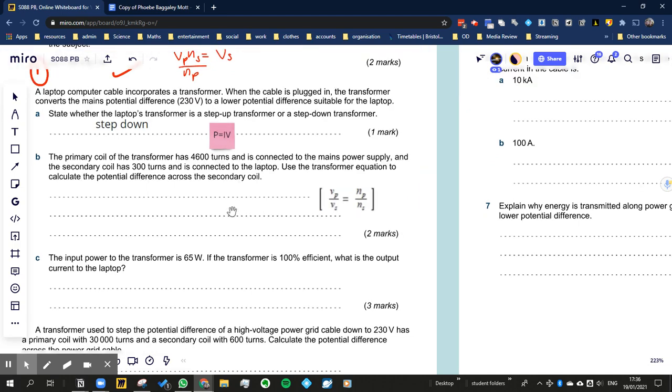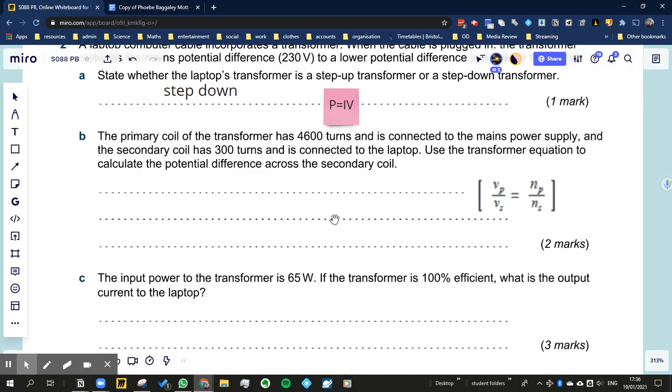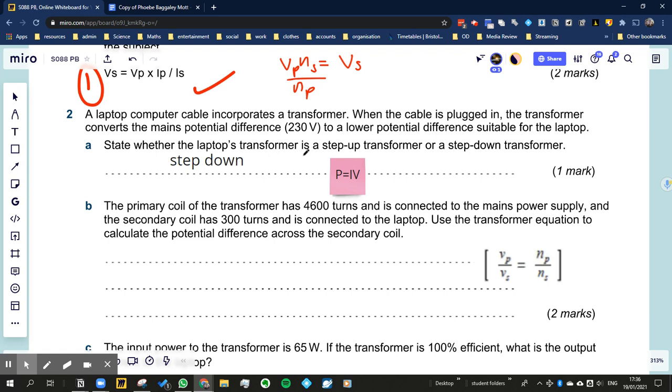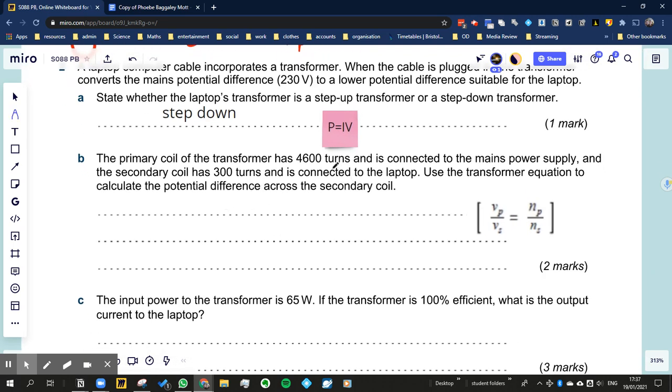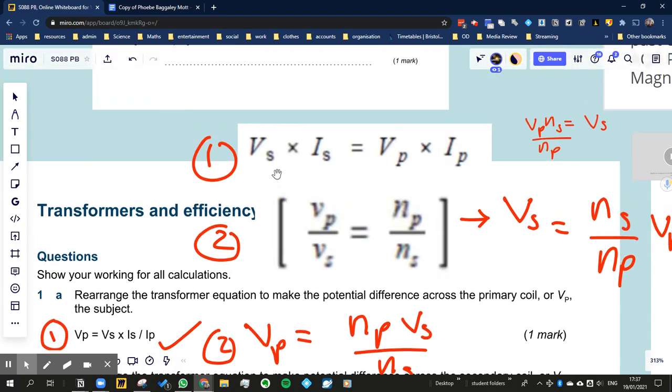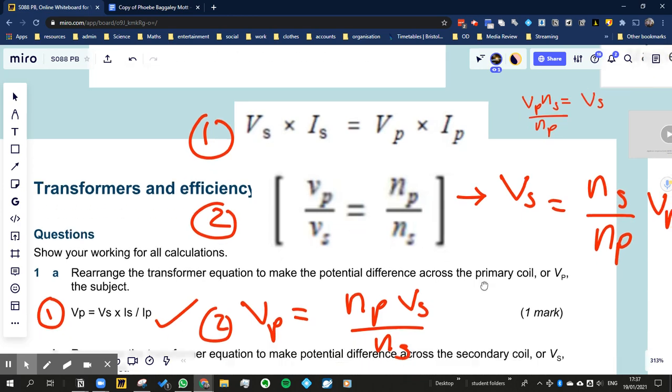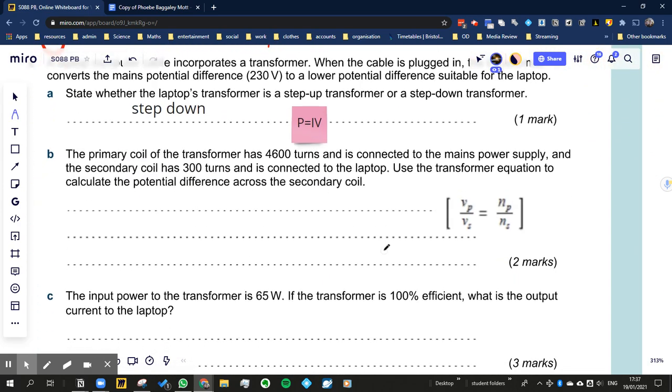So let's quickly do this question. In fact, we did that one. We stepped down the voltage, so it's a step down transformer. This one gives you the primary coil has got 4,600 turns and the secondary coil has got 300. So we're going to use this equation up here to calculate the voltage.